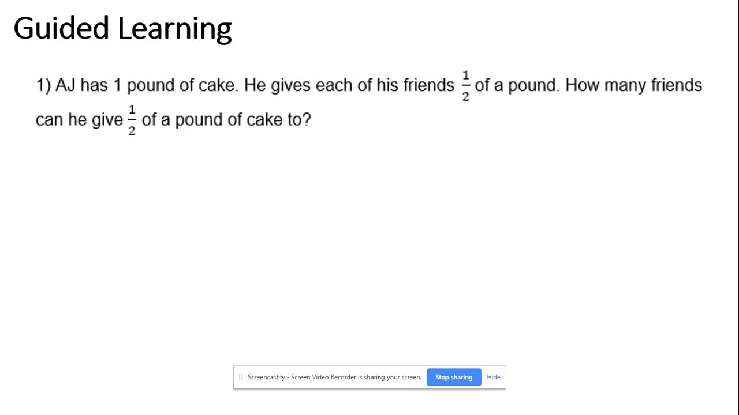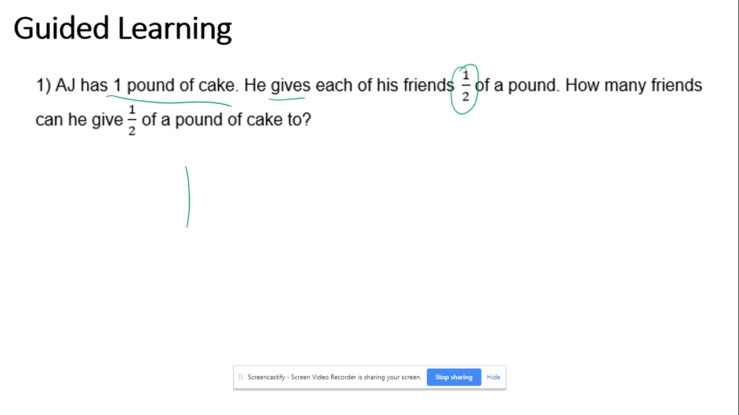So let's start with guide to learn. AJ has 1 pound of cake. He gives each of his friends half of a pound. How many friends can he give half a pound of cake to? So let's see, he's starting with 1 pound of cake. So he's starting with one. Let's say he's giving each of his friends one half of a pound.